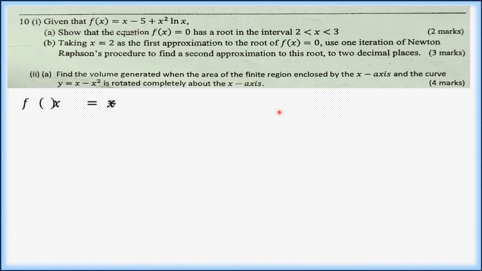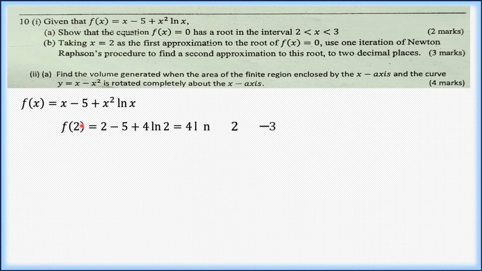First of all, we have our function f of x. Now, to show that this function has a root between 2 and 3, we are going to calculate the value of f of 2 first. When we calculate the value of f of 2, we find that it is equal to 4 ln 2 minus 3, and this is approximately equal to minus 0.227, and this value is less than 0. Anything negative is less than 0, right?